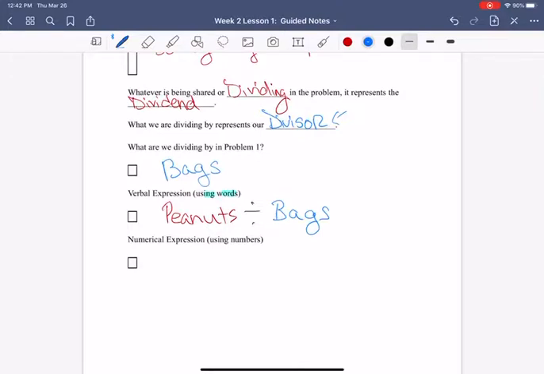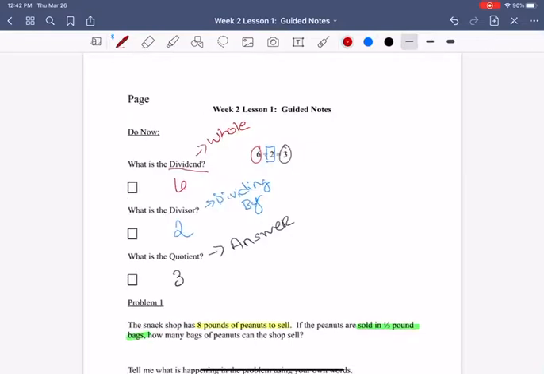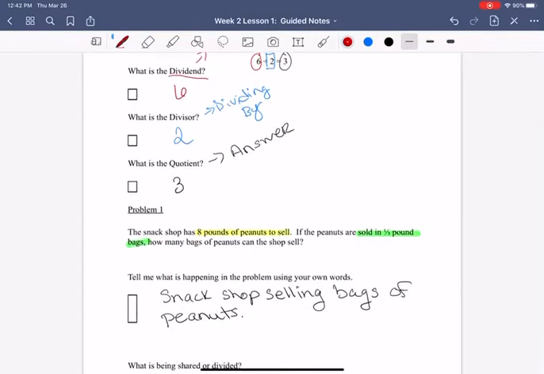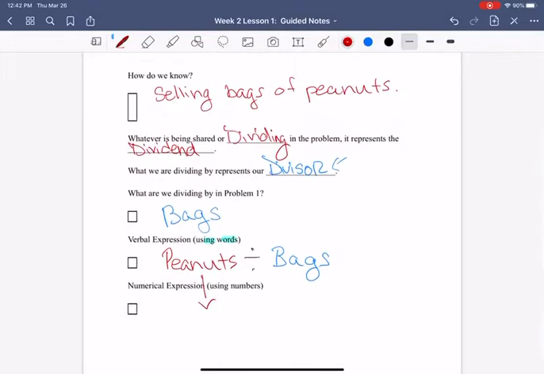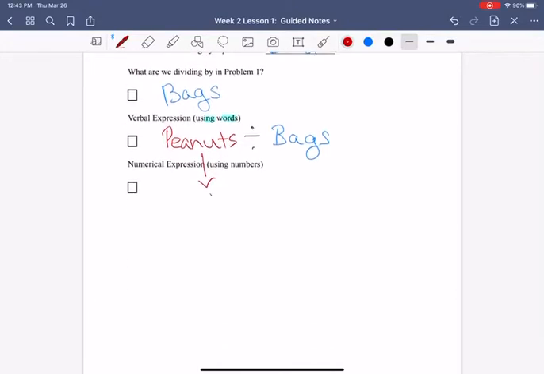Let's start with peanuts. Let's go back to the word problem and see what number we have associated for the whole or the total amount of peanuts. In our word problem, we highlighted that the snack shop has 8 pounds of peanuts to sell. That's our whole. So we're going to use the number 8 and replace the word peanuts with the number 8 in our numerical expression.